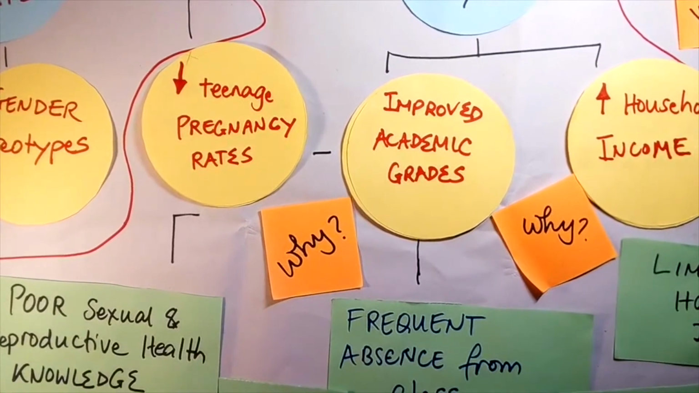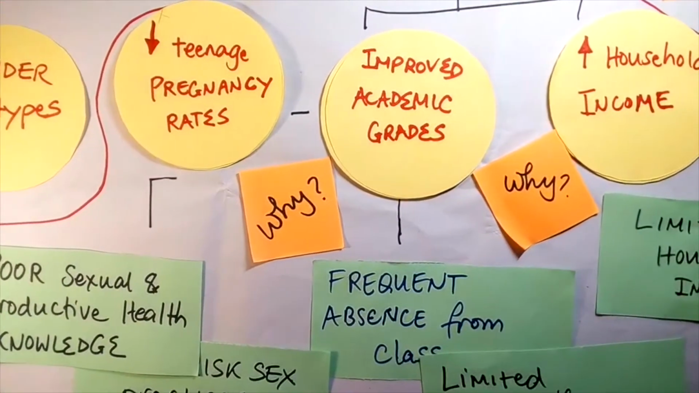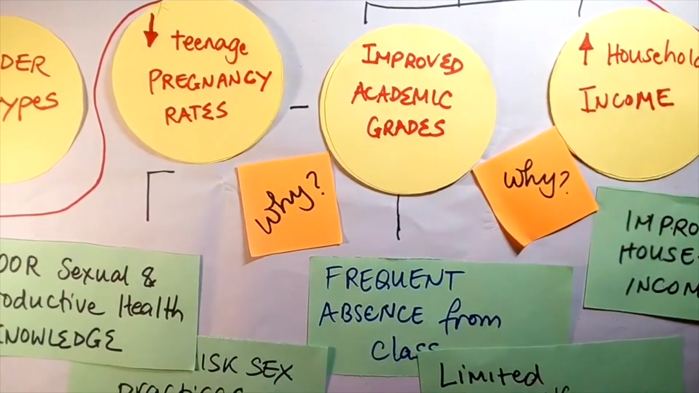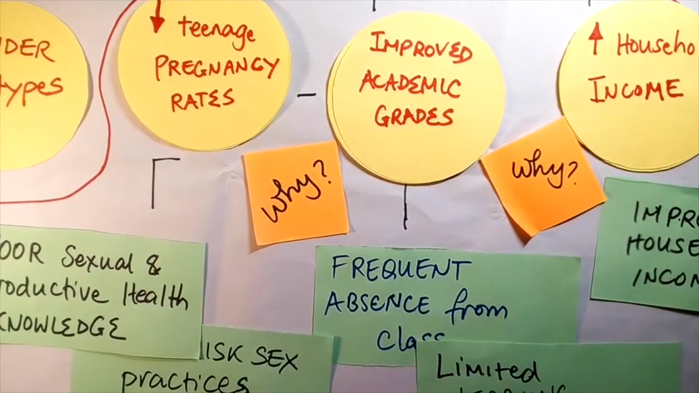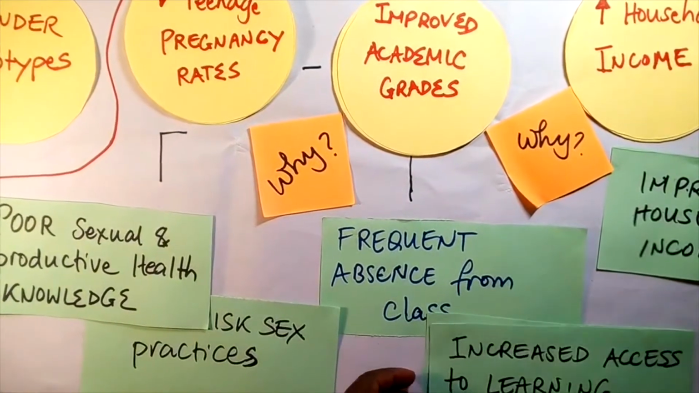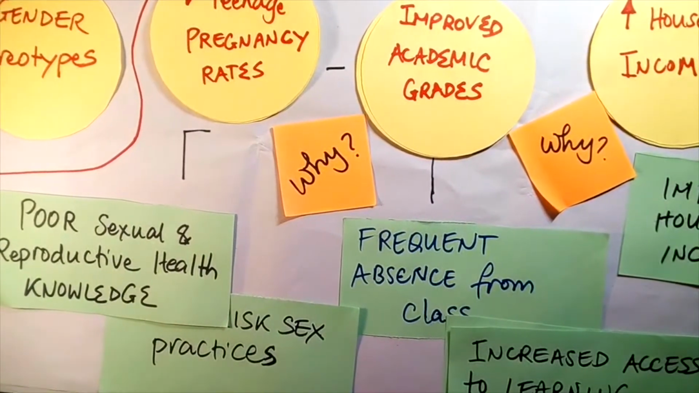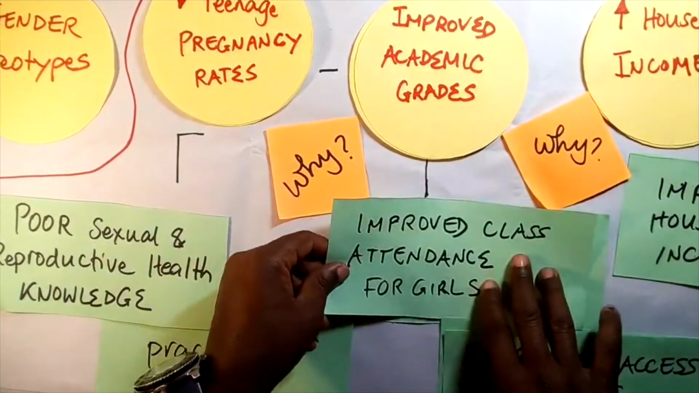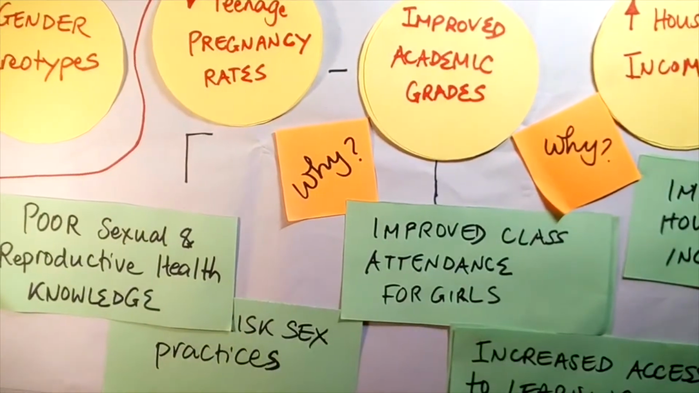And what about the ones lower down? We'll get to the limited household income. What do we do? Changing it to positive will become improved household income, while here we have limited learning resources, which will become increased learning resources. And then we have the frequent absence from class. You see, I want to make sure that girls attend class more often, so that's going to be improved.